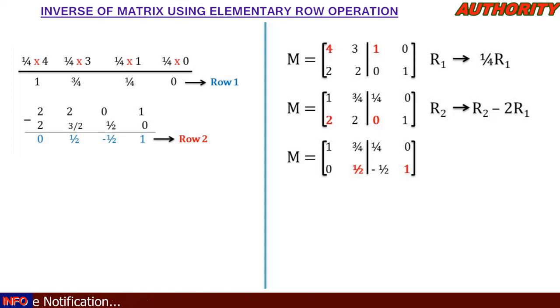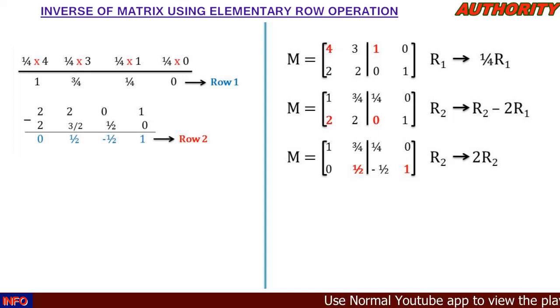Now here, we are going to put it in a statement and say, we are going to replace the entire row 2 with 2 multiplied by row 2. We are going to replace row 2 with 2 multiplied by row 2. So that means we are going to multiply the entire row 2 by 2. You get it, right? Now let's go.